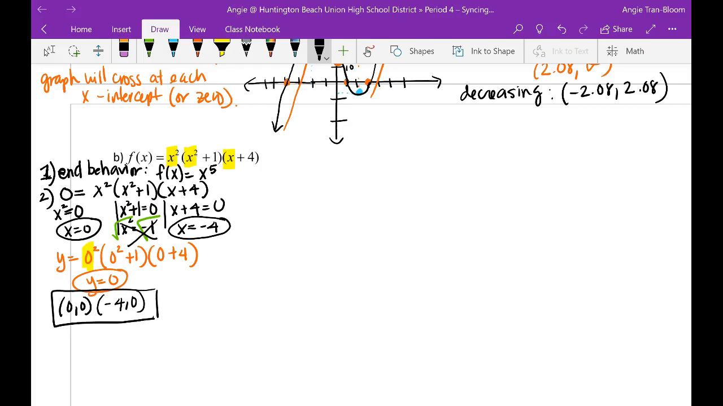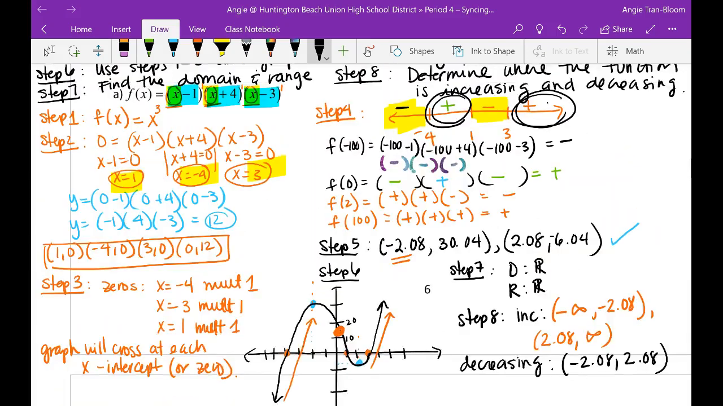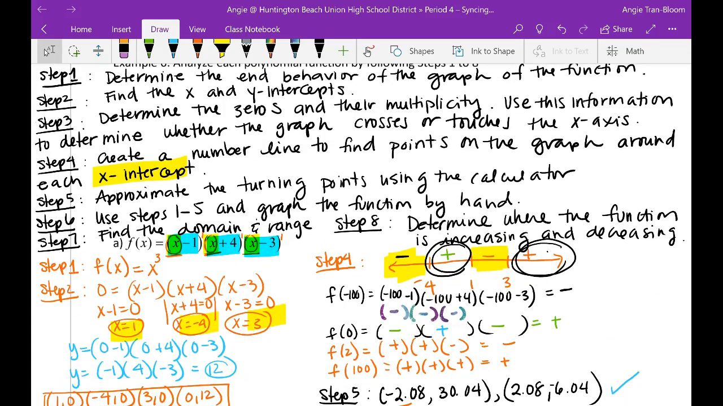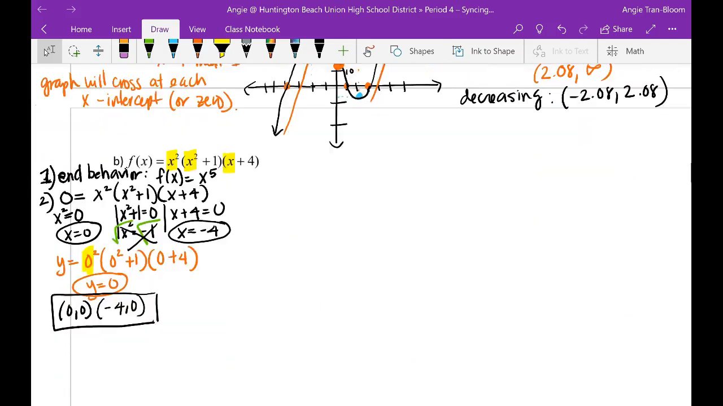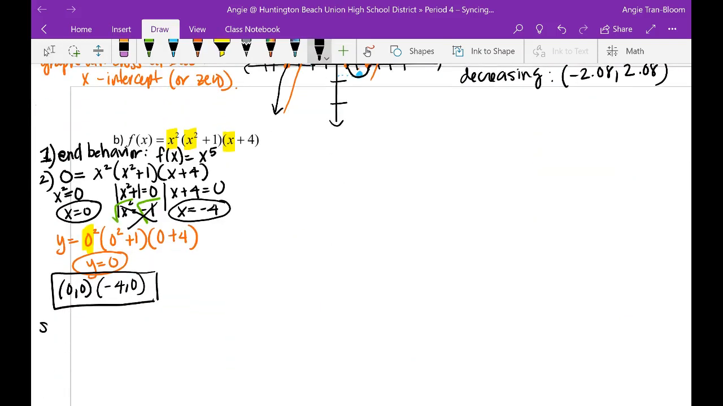So those are them. So what is our next step? Okay. Step 3 says determine the zeros and their multiplicity. Use this information to determine whether the graph crosses or touches the x-axis. So I have 2 zeros, so step 3. It's looking for the zeros and their multiplicity. So the zeros are x equals 0. Well, what multiplicity is this? It's a multiplicity of 2 because when we found x equals 0, it was originally x squared equals 0. So this has a multiplicity of 2, okay?